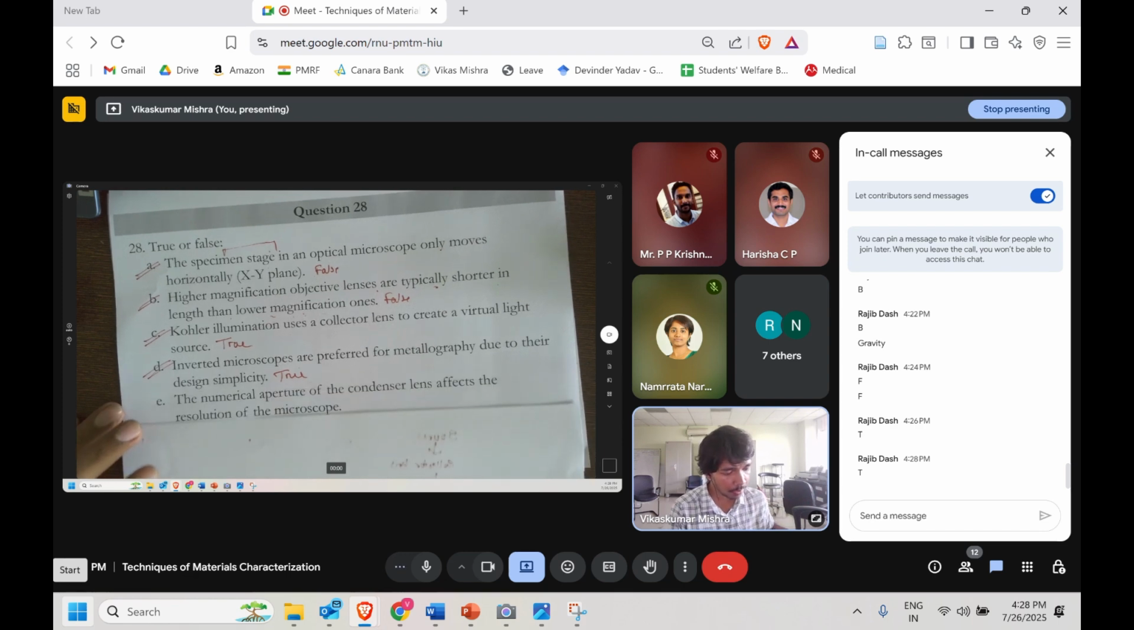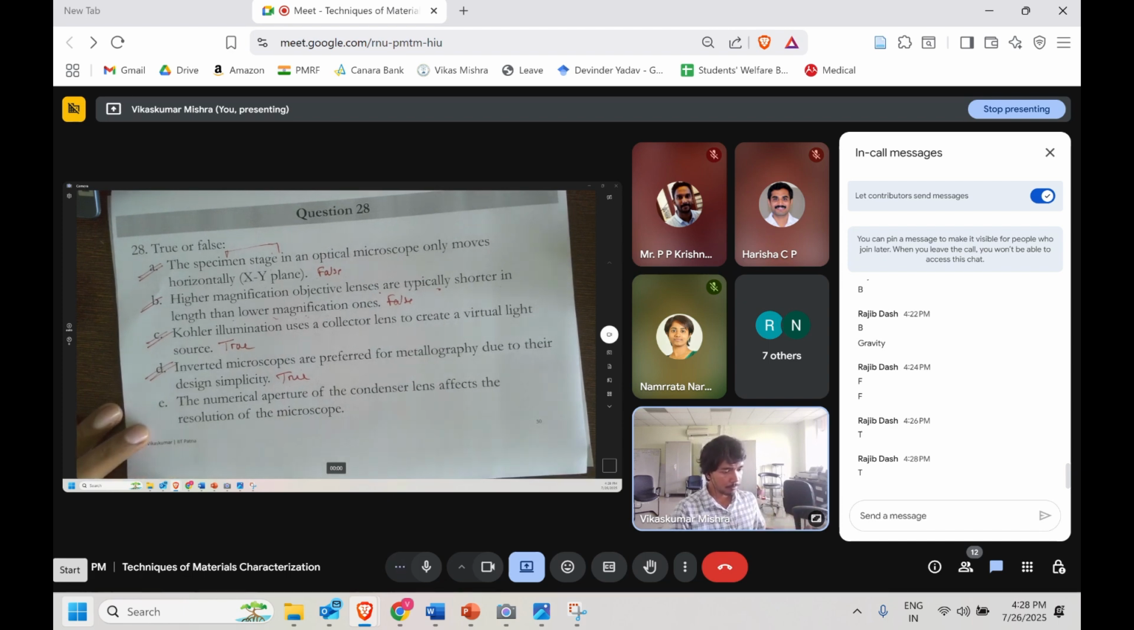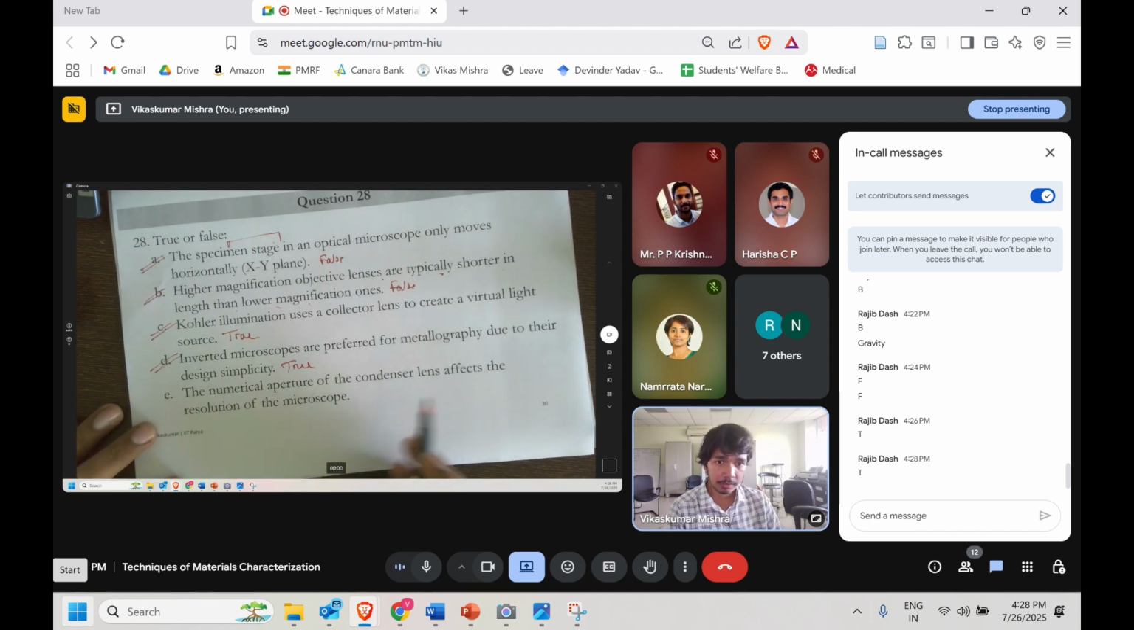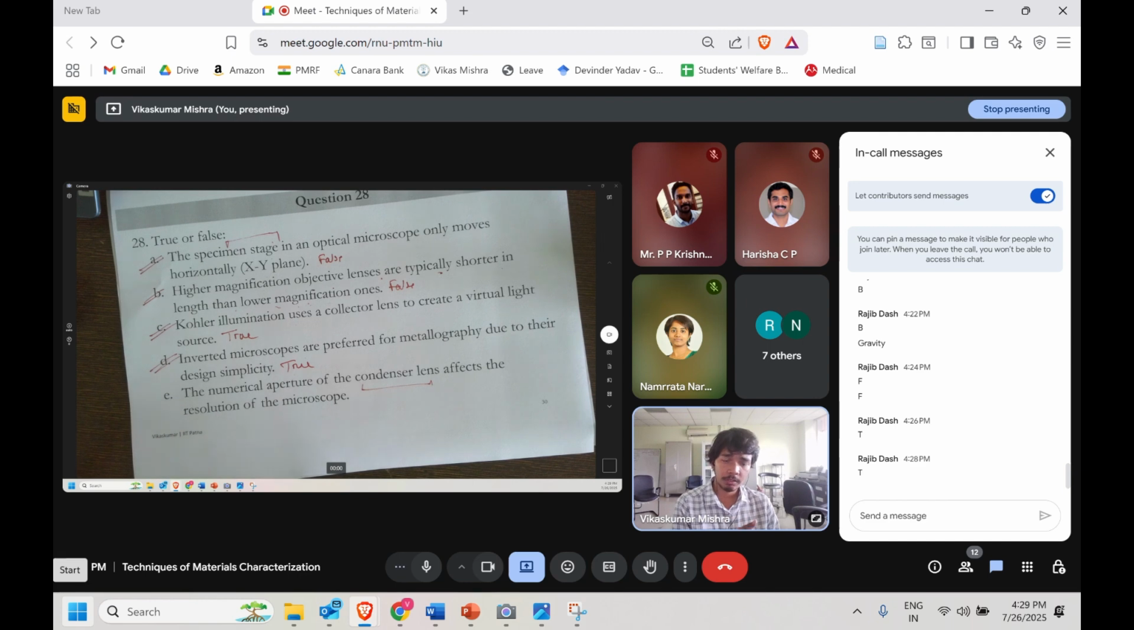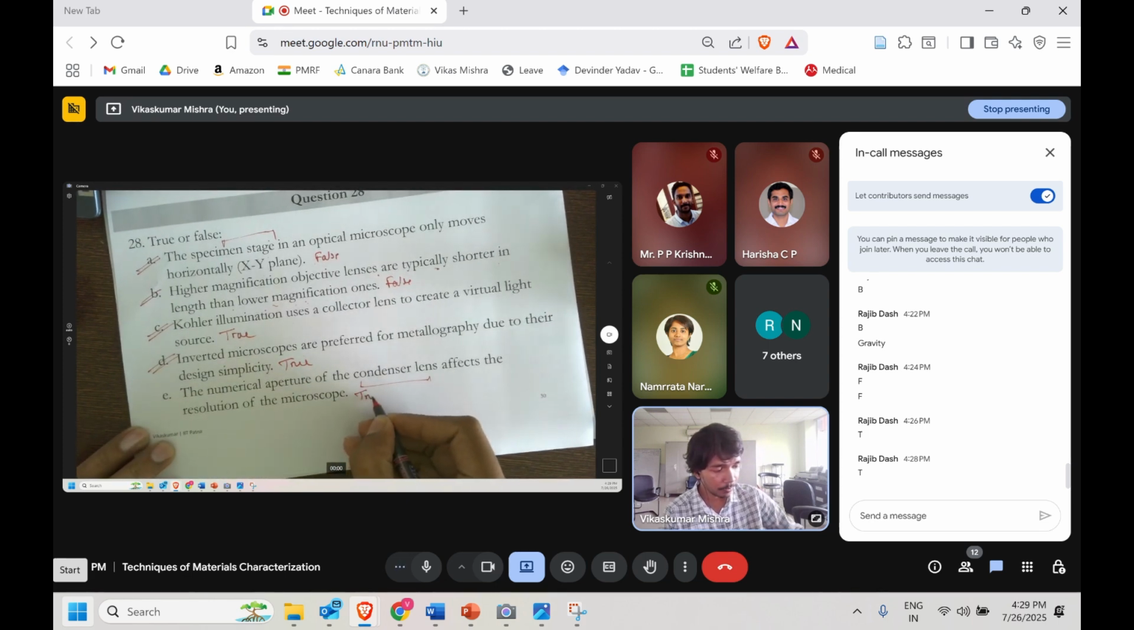The numerical aperture of the condenser lens affects the resolution of the microscope. Yes, the numerical aperture of the condenser lens is going to affect it, because that is the one which is going to see how much light is coming. The entire significance of the numerical aperture is how much light it can capture, how much opening it has. So the numerical aperture of the condenser lens affects the resolution of the microscope, that is true.